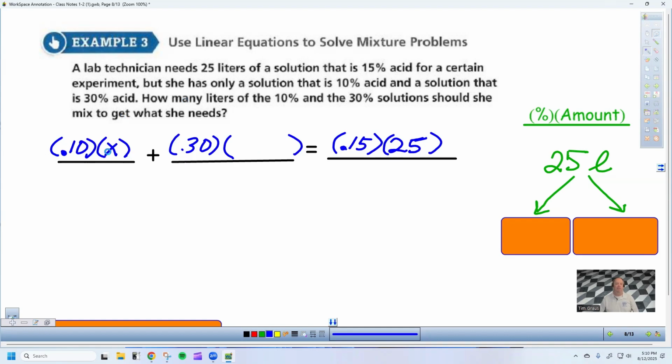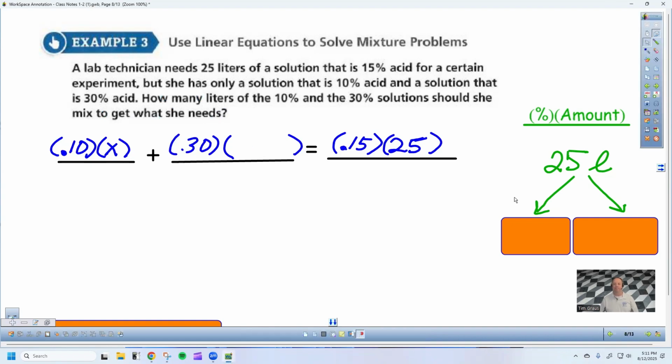If she uses 1 liter of 10%, then all the rest is going to have to be 30%. So 25 is the total. 1 liter here would be 24 liters here. If she uses 5 liters of 10%, that only leaves 20 to use here. Because remember, it has to total up to 25 liters. If she uses 15 here, that only leaves 10 for her to use here. Always this X and this other number add up to 25.